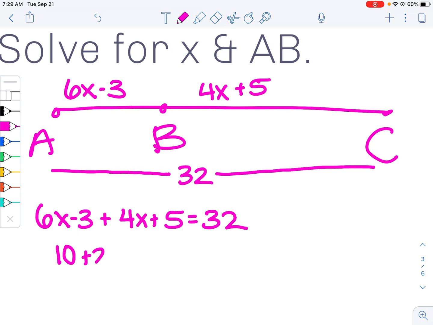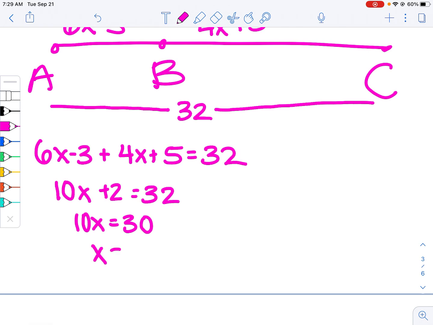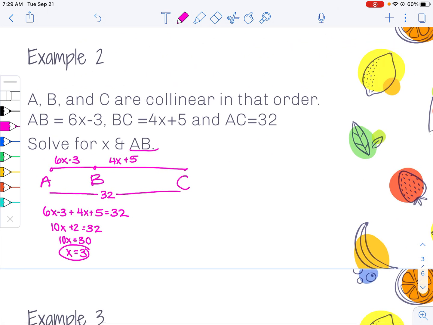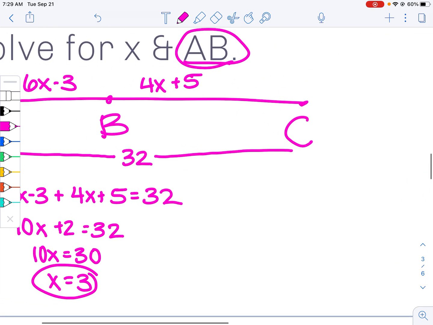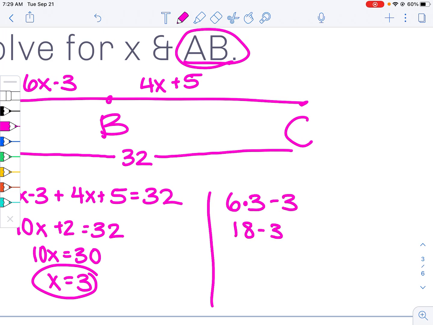I can combine like terms. Subtract my 2 off. And solve for x. That was one thing they wanted me to solve for. They also want me to solve for AB. So I can do 6 times 3 minus 3. Well, 6 times 3 is 18. Minus 3, I get 15 for AB.